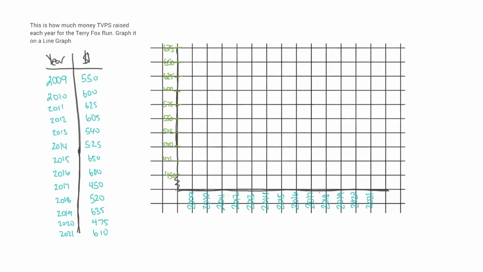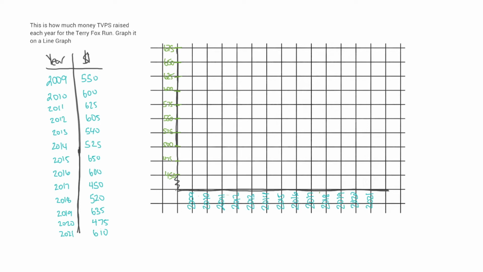The example that we are going to do today is: this is how much money TVPS raised each year for the Terry Fox Run. Graph it on a line graph. So again, as you can see, the years are on the line. You'll see why as we start filling this in. But you'll also notice that I did a squiggly here because the smallest number we have is 450. So there's no sense of graphing 0 to 425.